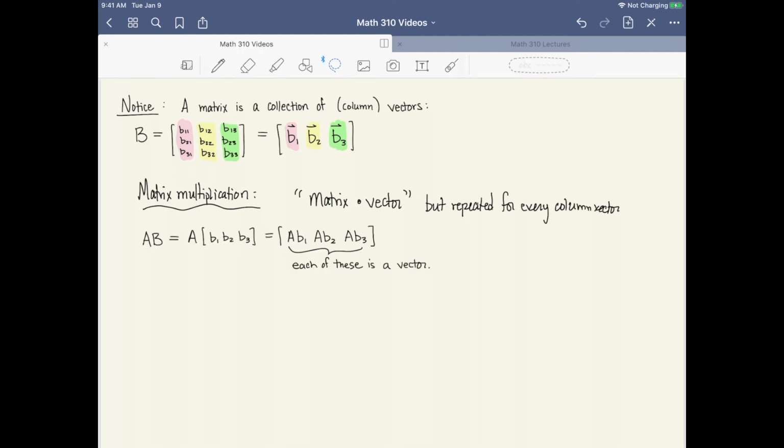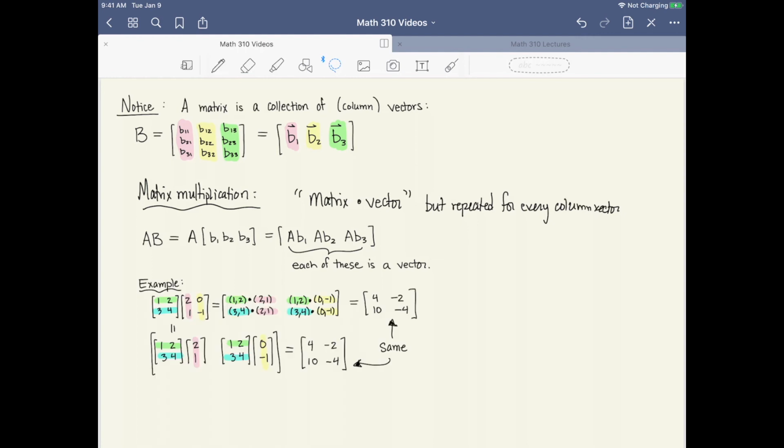A times B can now be written as A times the matrix comprised out of the three column vectors B1, B2, B3, which is then A times B1, A times B2, and A times B3, each of these being on its own a vector. And I line up these three vectors and I get the new matrix A times B. So let's look at a really specific and color-coded example. So my matrix A is going to be the one highlighted in green and blue. And my matrix B is going to be highlighted here in pink and yellow.